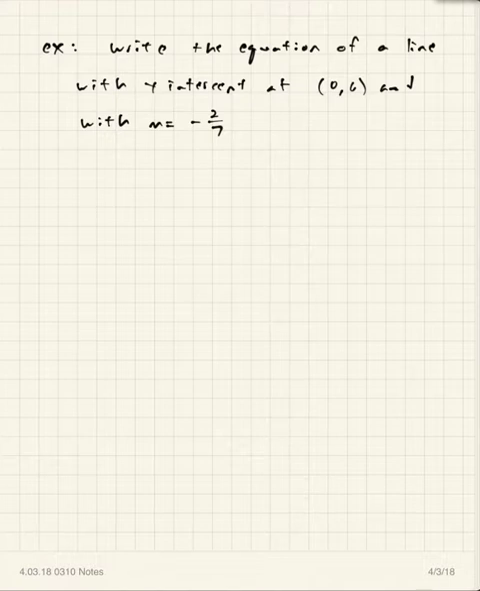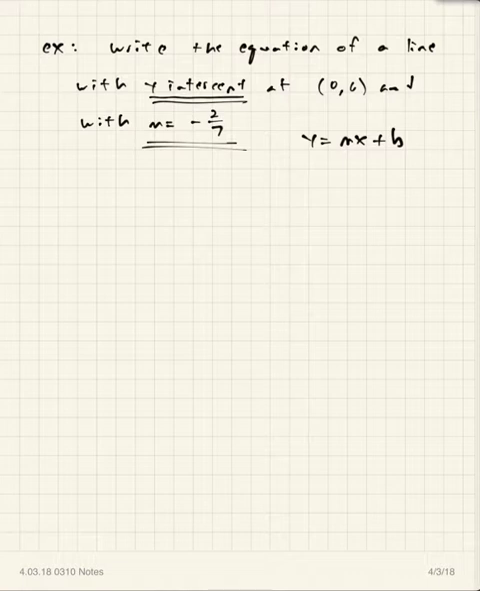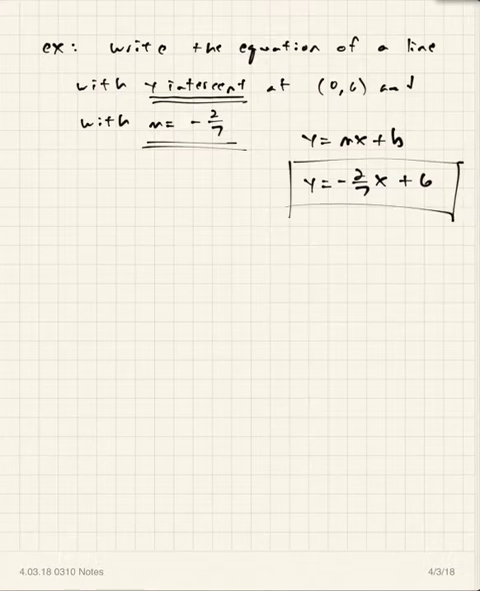Right, so that's pretty easy to deal with here, because what do I have? I have the y-intercept and I have the slope. Because I have the y-intercept and the slope, I can just use y equals mx plus b to write this equation. So this would be y equals -2/7 x plus 6, right? Because the y-intercept's at 6. And that would be the equation right there. That's an equation of a line that has a slope of -2/7 and a y-intercept at 6.